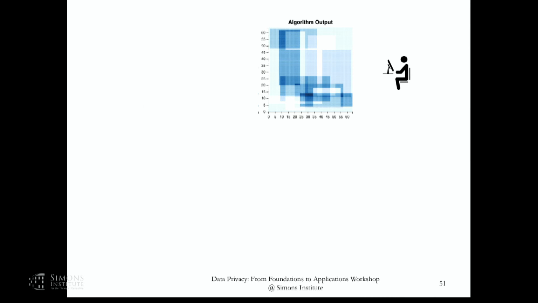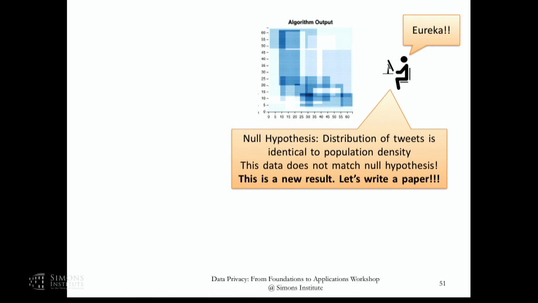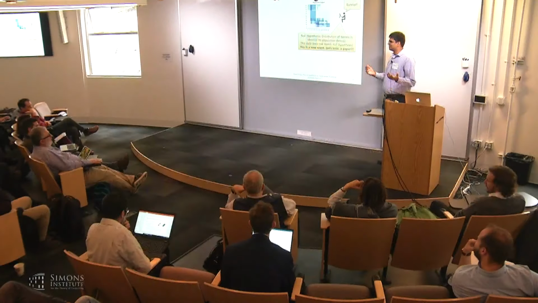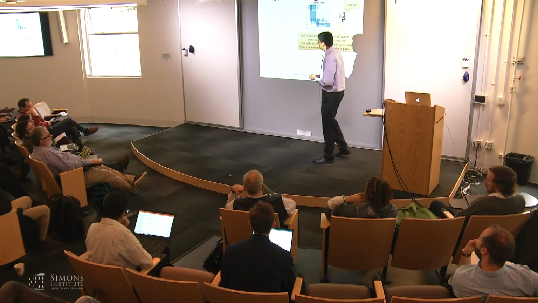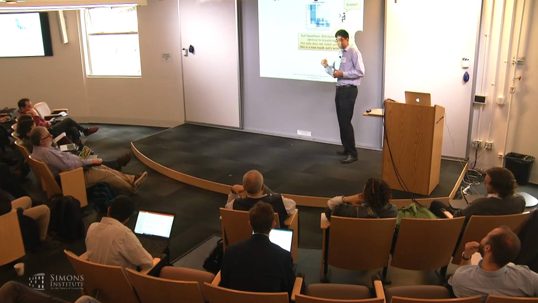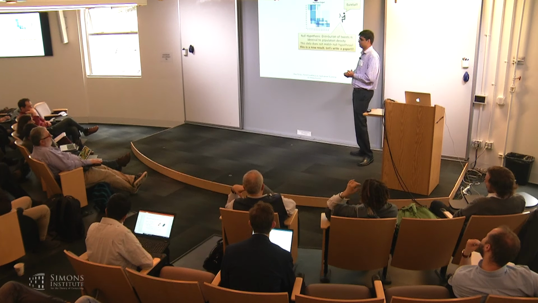And now an analyst comes along, he looks at this data set, he starts analyzing it, and he says, yay, I found a new result. My null hypothesis was the distribution of tweets should be identical to the population density. This data does not match the null hypothesis, therefore I have a new result. Let's write a paper. Right? What's wrong with this? Didn't compensate for the noise. You have to compensate for the noise, okay? But something else is going on here.